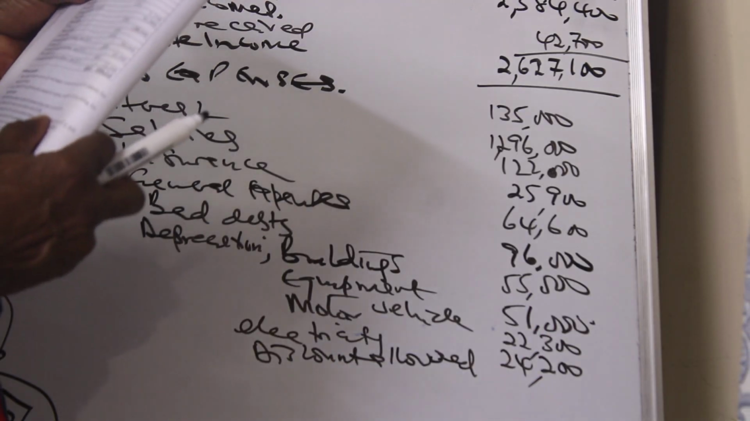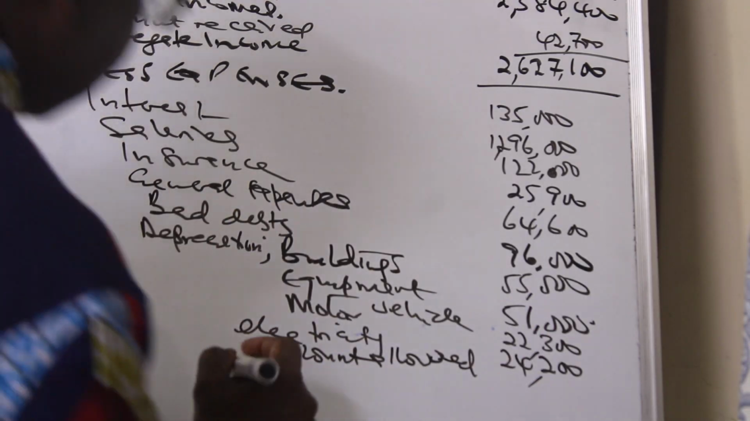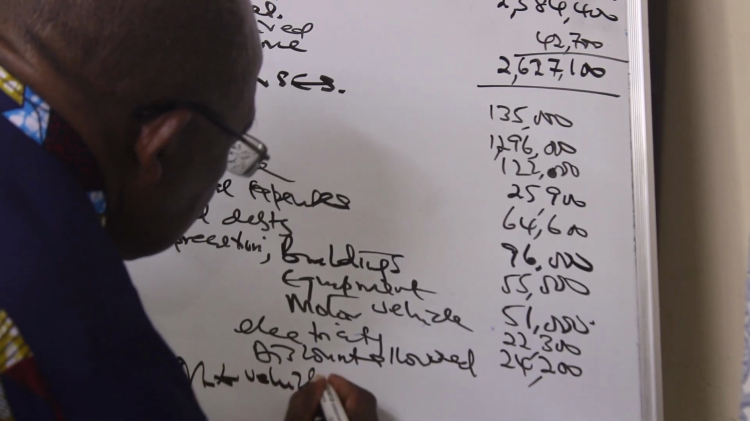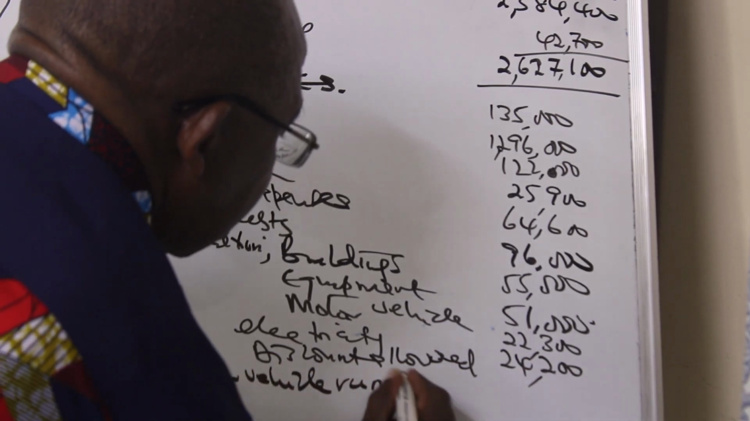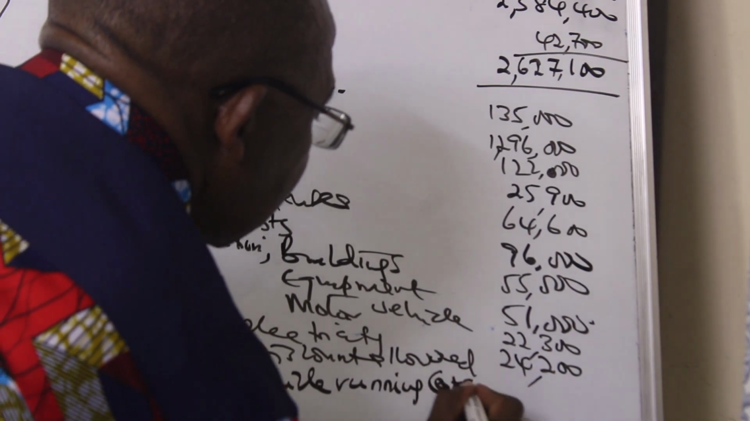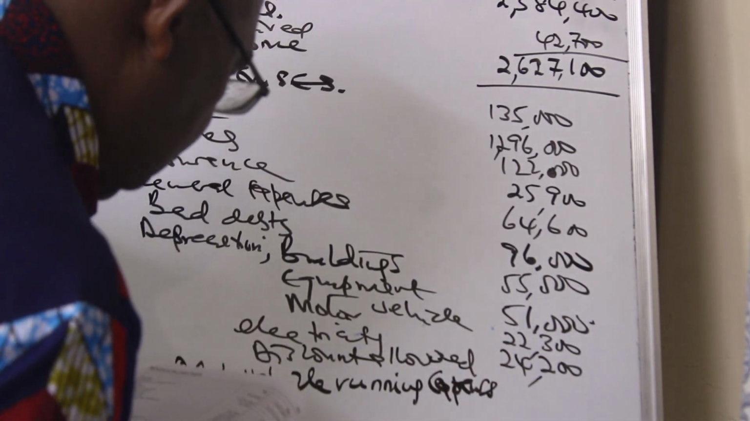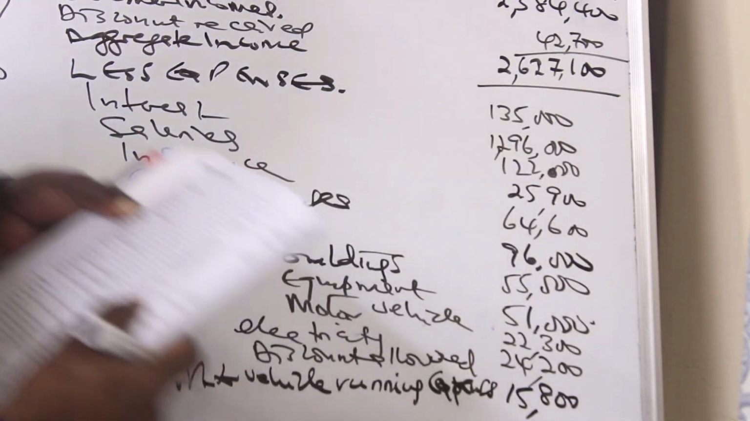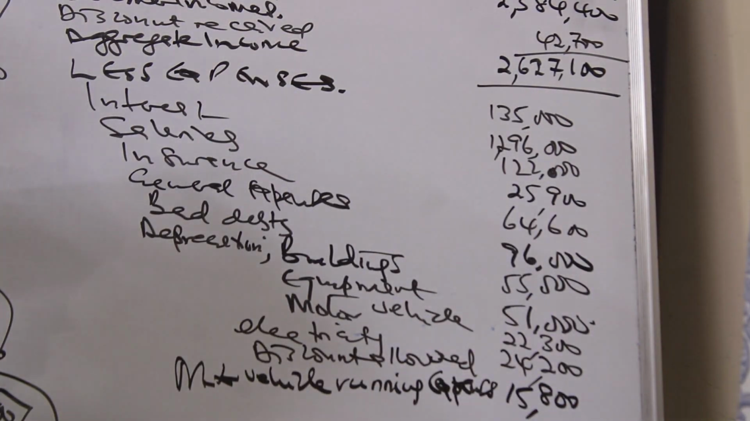Then motor vehicle running expenses 15,800. Then salaries we have done, insurance we have adjusted.